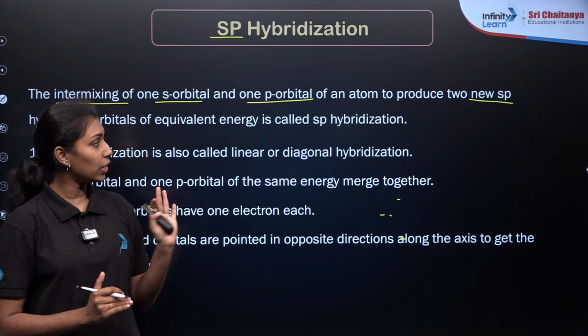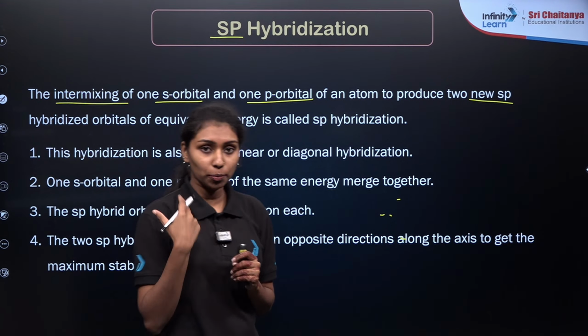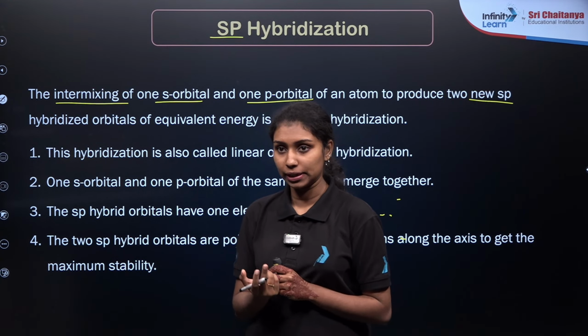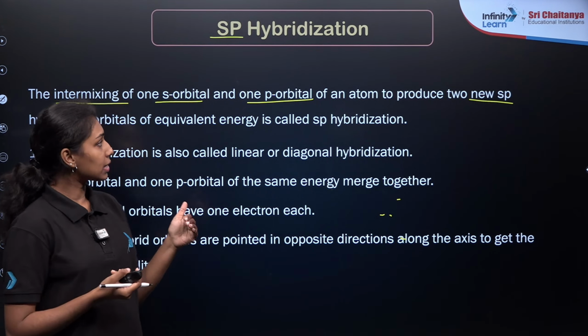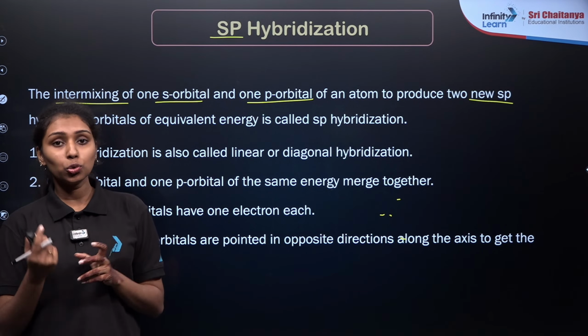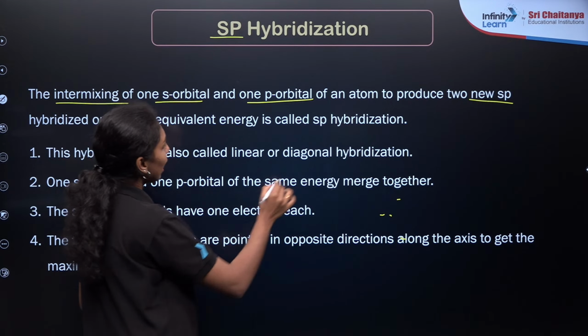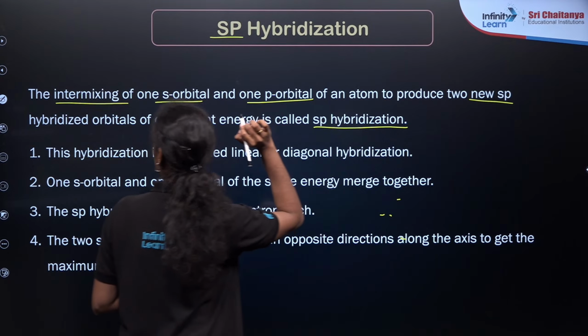We have already mentioned the features, right? If you take 2 atomic orbitals, you will get 2 hybrid orbitals. So here I am taking one s orbital and one p orbital, total 2 atomic orbitals, and they will produce 2 new sp hybrid orbitals, known as sp hybridization. Clear?